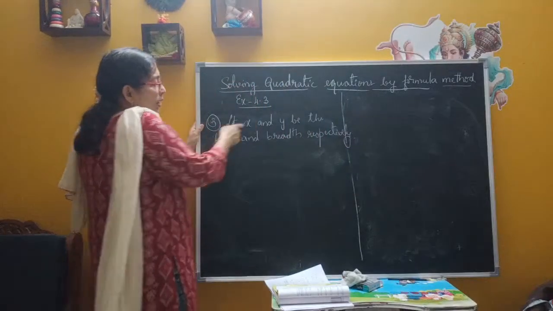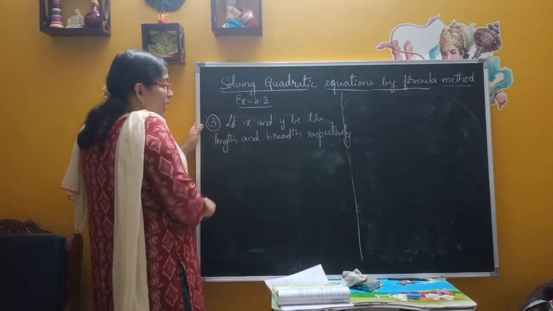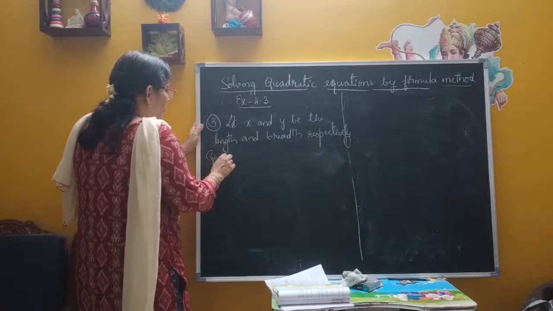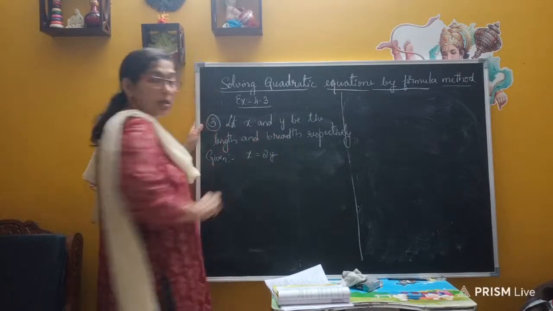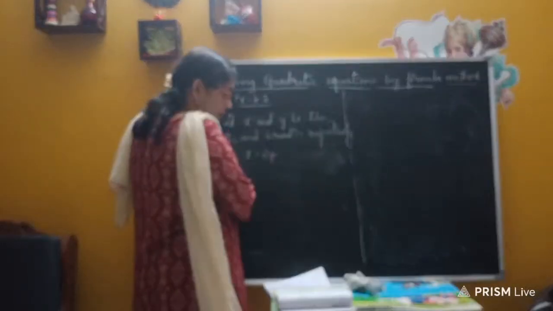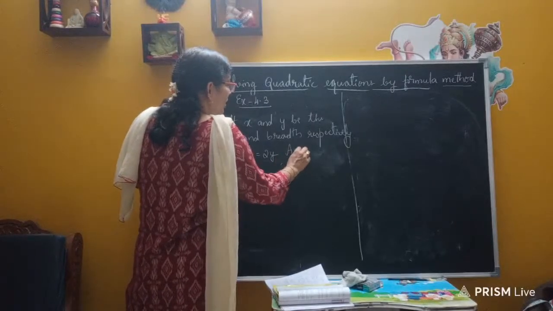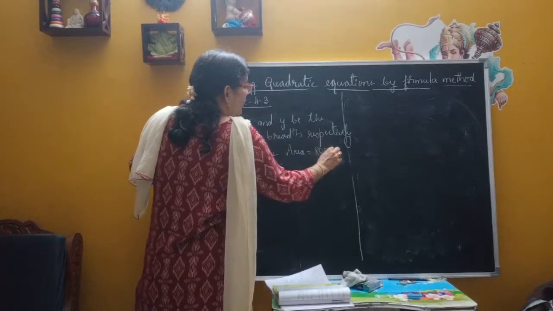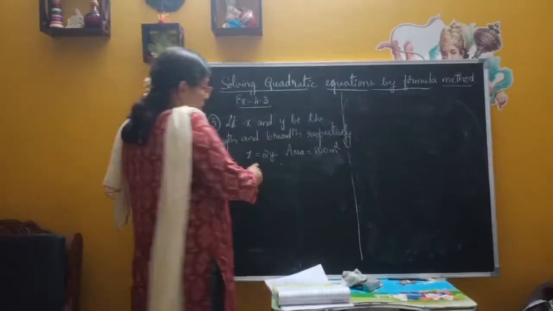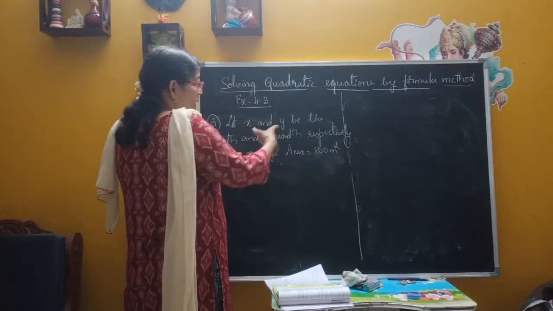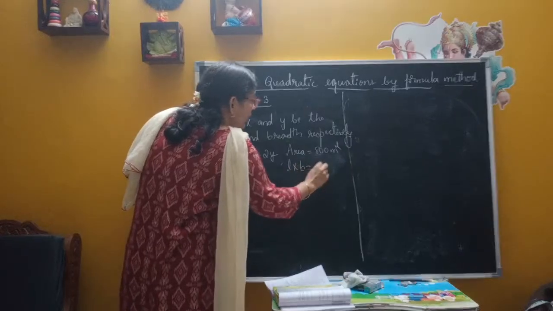What is given? Length is twice of breadth. So which is breadth here? Y. Which is length? X. Okay, given that x is 2 times y. This is first condition. And also given that area is 800 meters square. What is the formula to find area for rectangle? Length into breadth. Okay, so length is x and breadth is y. So L into B is equal to 800.